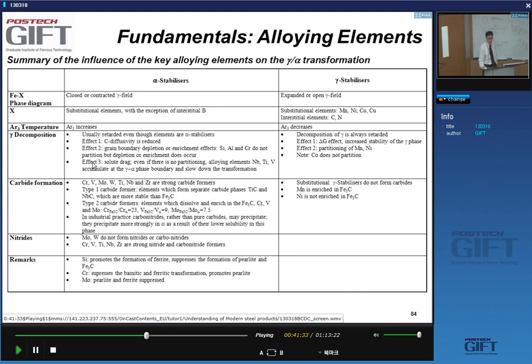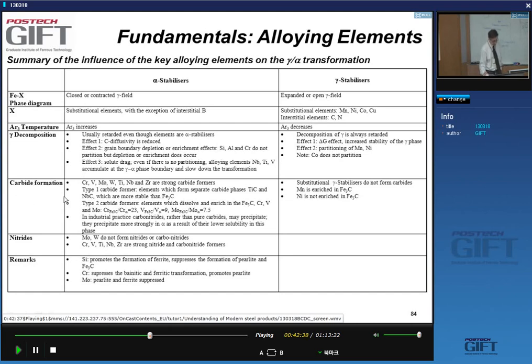And a third effect is solute drag. In this case, even if there is no partitioning, such as with niobium, titanium, vanadium, these elements will tend to accumulate at the boundary and slow down the transformation. So in the case of solute drag, you have, at the phase boundary, an enrichment of that alloying element. And the mobility of this boundary is strongly reduced by the presence of these atoms. When this happens, we're talking about solute drag, because the solute forces the phase boundary to move much more slowly. So these are three important things.